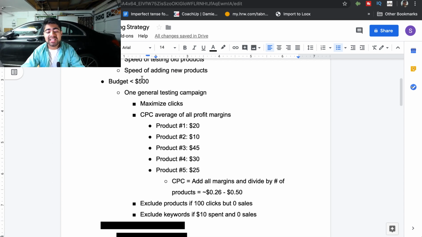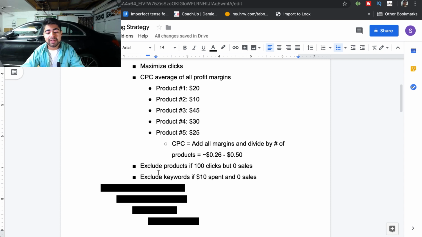So if your budget is less than $500, here's what I recommend. For excluding products, you should exclude all those products which cross 100 clicks but get you 0 sales. Now, depending on the average cost per link click that you're currently getting, you may notice that you have spent only $10 for a specific product and it got you 100 clicks. Even though it spent only $10, you still want to exclude that because it crossed 100 clicks and it got you 0 sales.